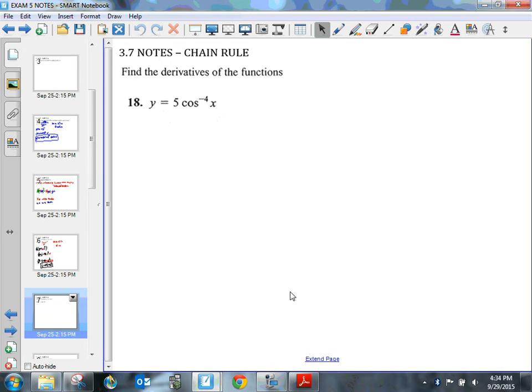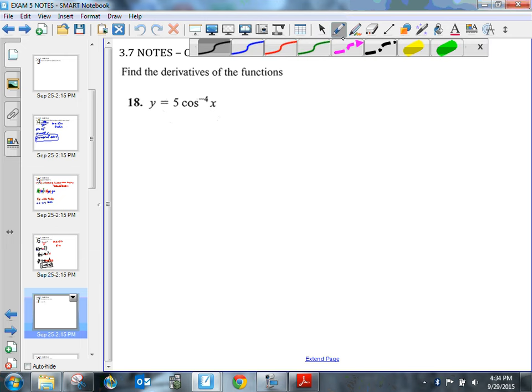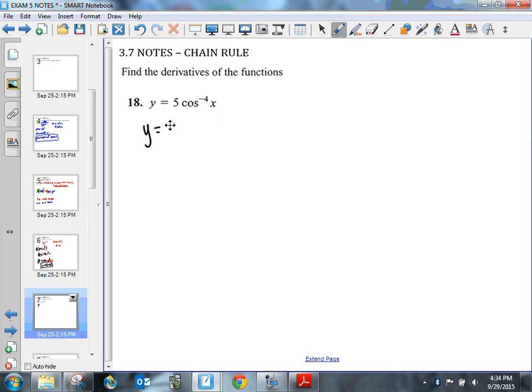Okay, welcome back to 3.7 notes, and this is the chain rule. What we're trying to do is find the derivatives of these functions. So what I want to do here is find the derivative of this function. Now, the first thing I'm going to do is y equals 5 times the quantity cosine of x to the fourth, okay? Or I'm sorry, to the negative fourth.